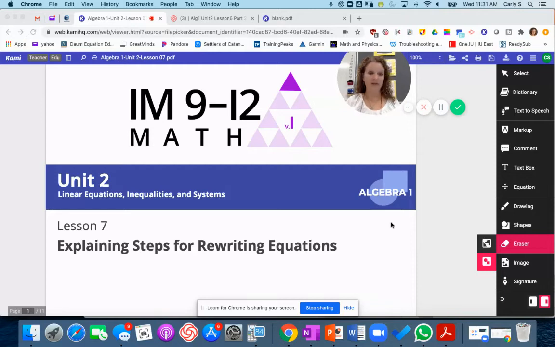Algebra. We are in lesson 7 right now. I'm explaining steps for rewriting equations. So last lesson we talked about equivalent equations. Now we're really going to look at that just a little bit more.